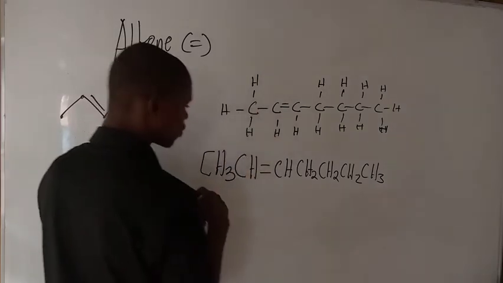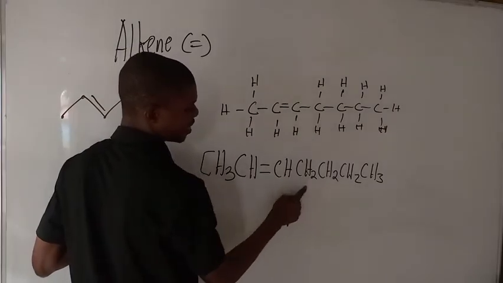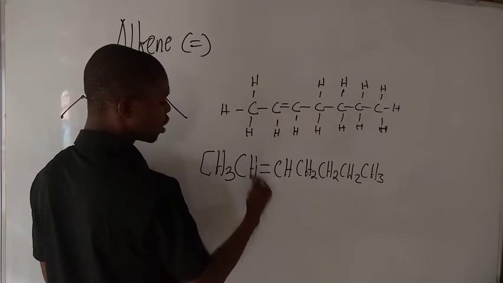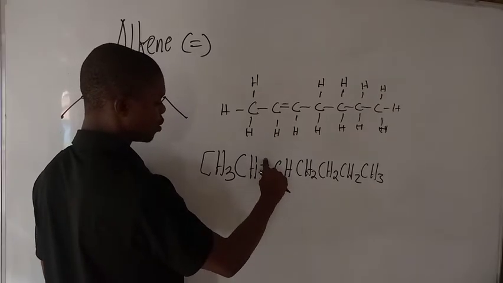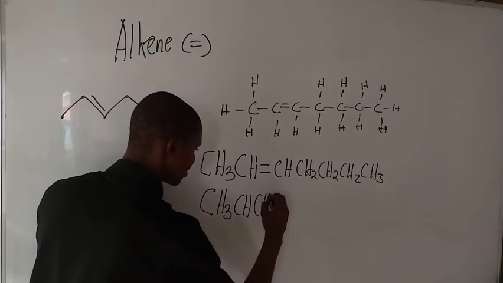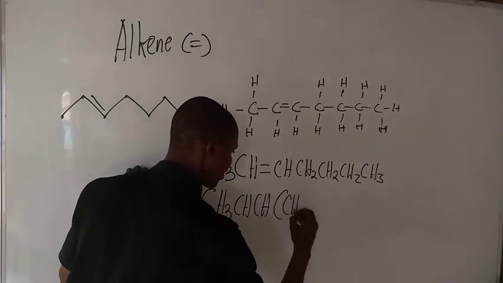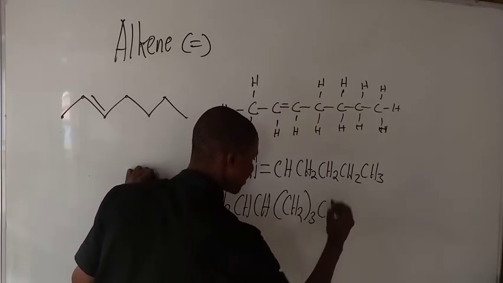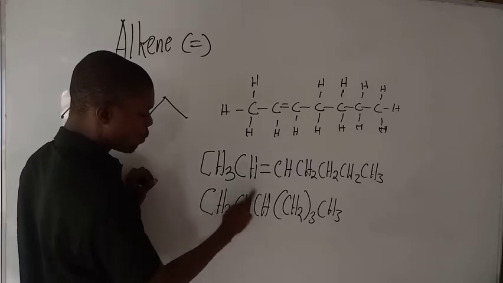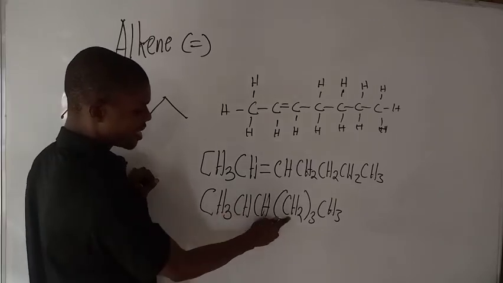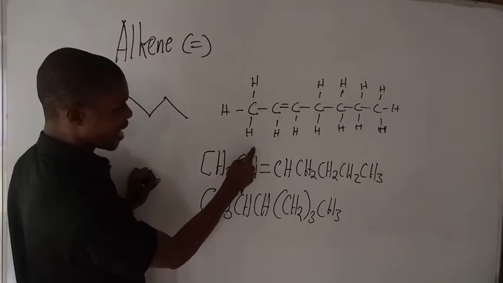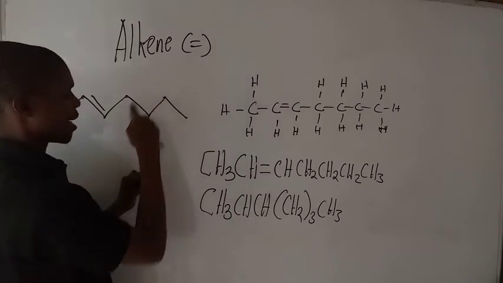If you want to show this, how many CH do you have here? You have 2 of them. Sometimes you don't want to show that there's a double bond here, so you can write it like this: CH3, CH, CH, then CH2 three times, then CH3. This one shows that there's a double bond, but it's not being shown explicitly, while here we have CH2 three times.